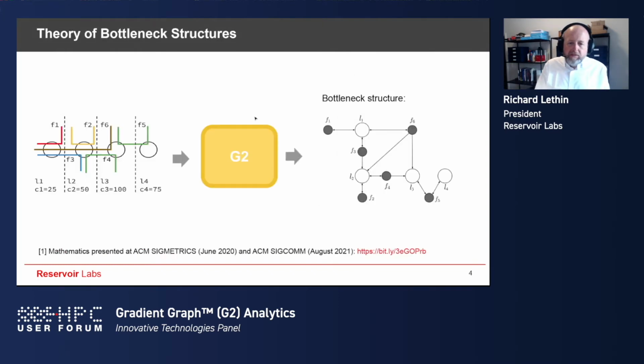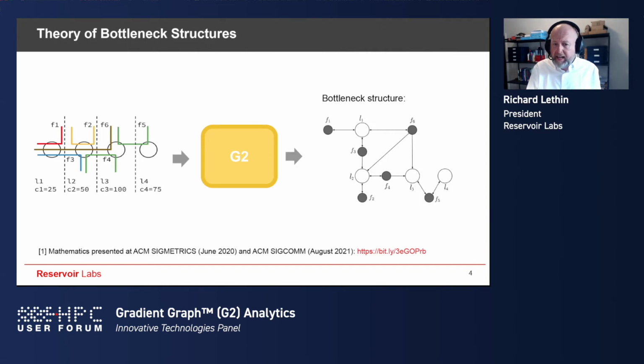So with this great sponsorship from ASCR, we've built a theory related to the formation and dynamics of these bottlenecks. And our papers are on our website. There's a stylized notation to indicate the links that connect the nodes, the flows that create demand on that, and then the G2 algorithm is able to create, on the right-hand side, a kind of dependence graph among the flows and the links in the network.